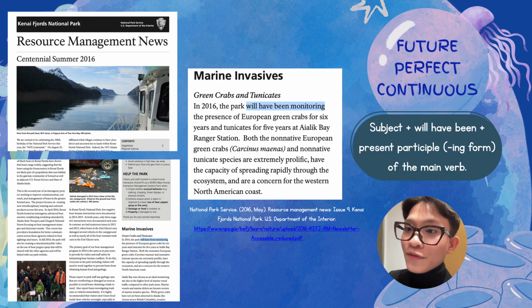Lastly, we have the future perfect continuous tense. Its structure is subject plus will have been plus present participle, the ing form of the main verb. In 2016, the park will have been monitoring the presence of European green crabs for 6 years and tunicates for 5 years at Ayalik Bay Ranger Station. That's all from the part on the perfect continuous tense.